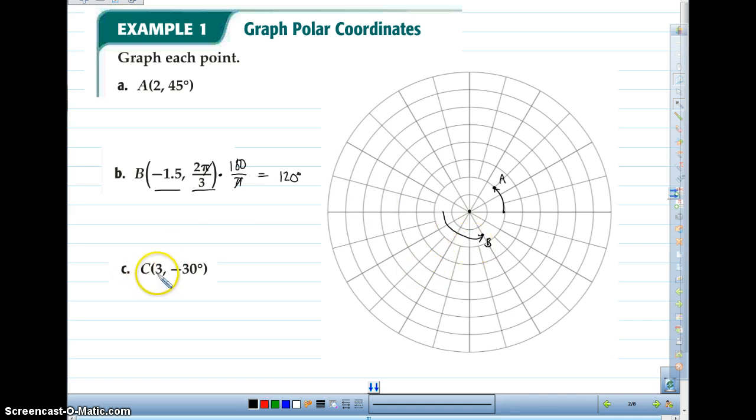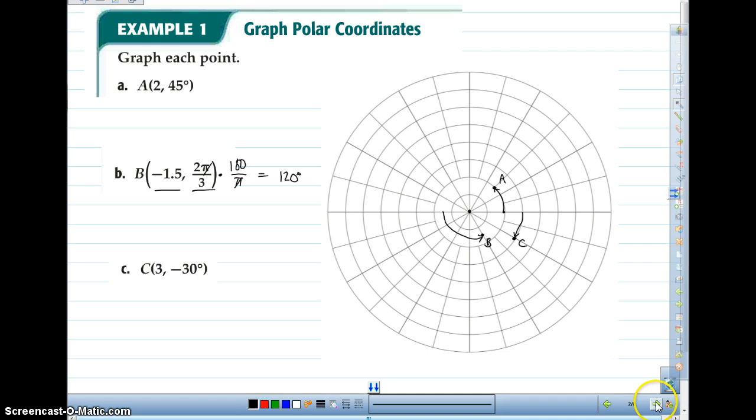And then for our last point, it's 3, negative 30. So I start at the pole. I go out 3 units positively, 1, 2, 3. And then negative 30 degrees, so that's in the clockwise direction. This is negative 15, negative 30 right here. That would be C.